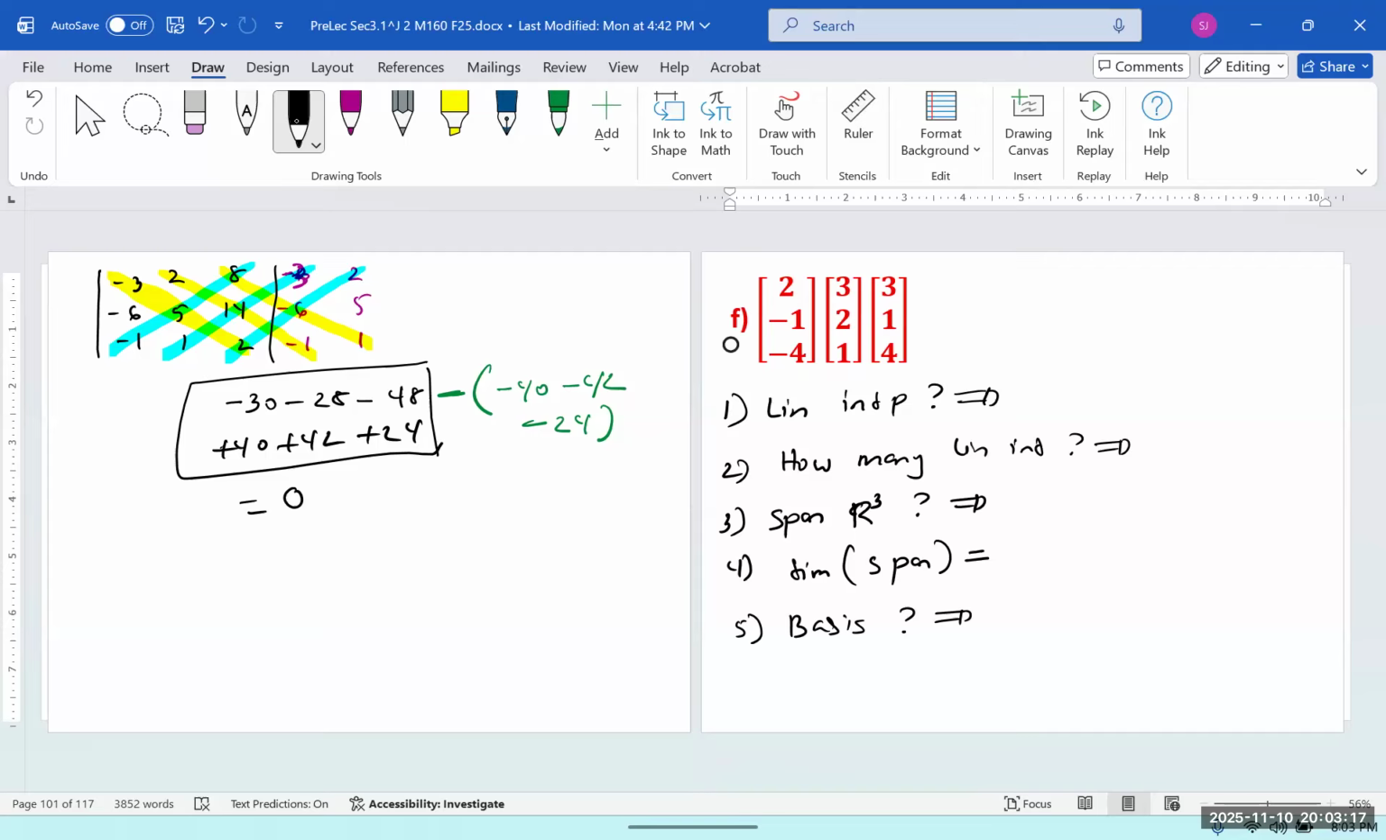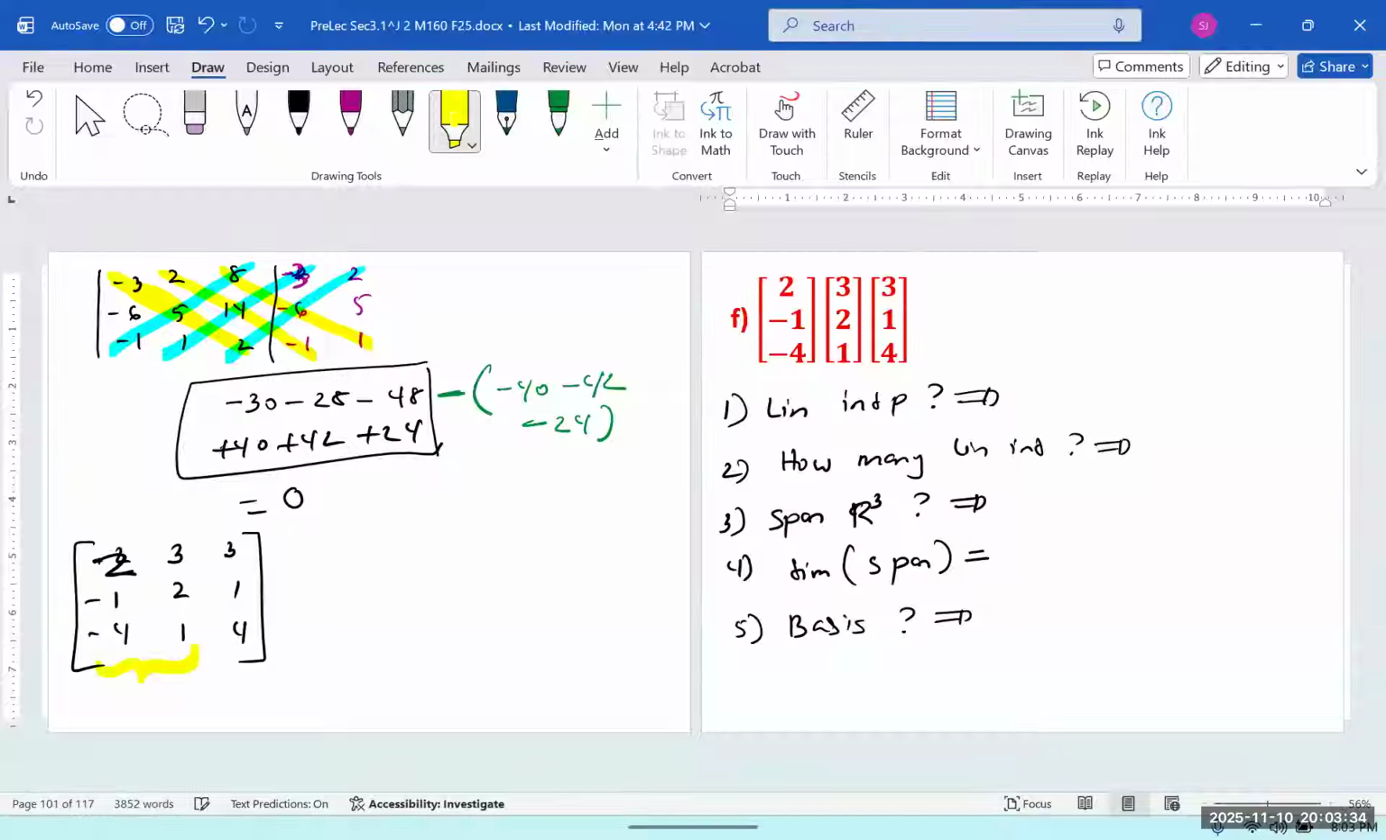So first you write down your matrix: 2, 1, -1, -4, 3, 2, 1, 3, 1, 4. You write down your original matrix. And then you copy the first 2 columns next to the third column. So 2, -1, -4, 3, 2, 1.